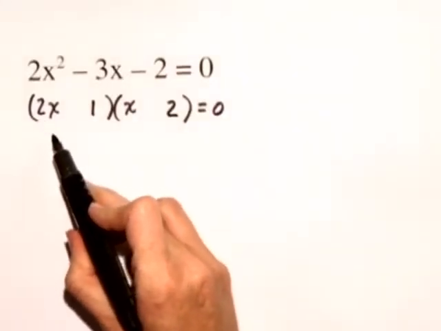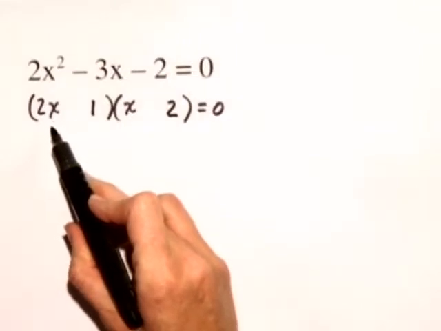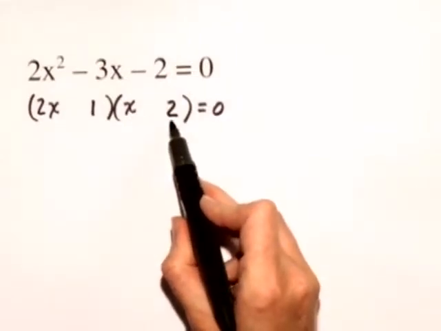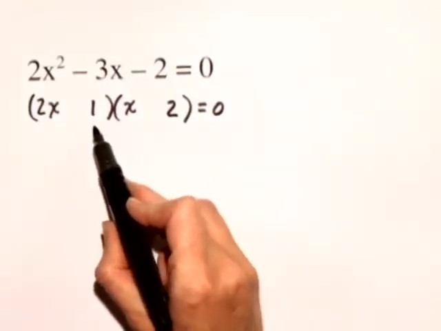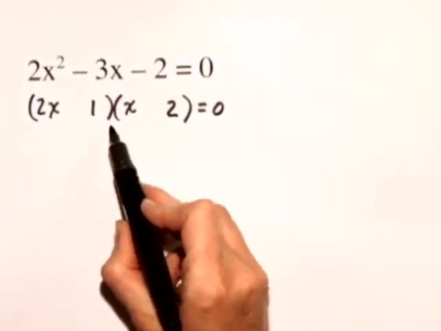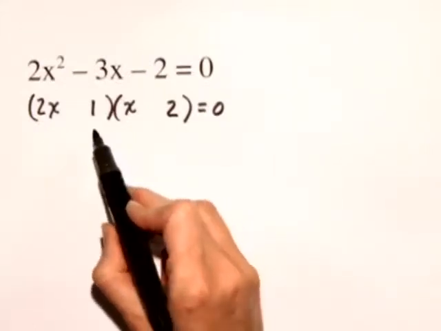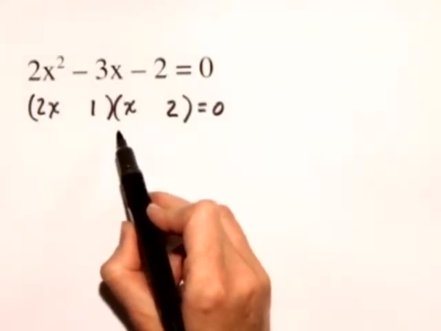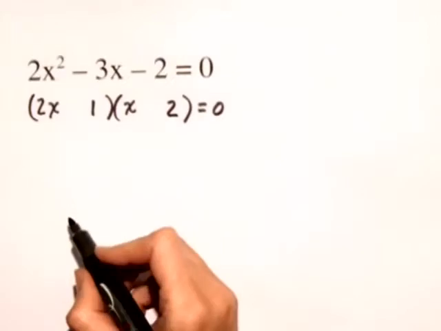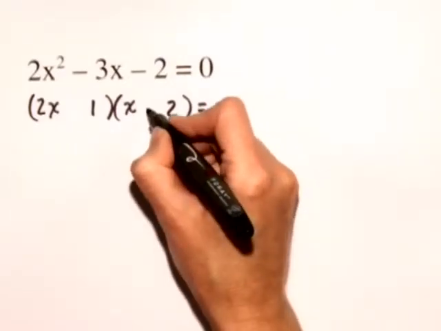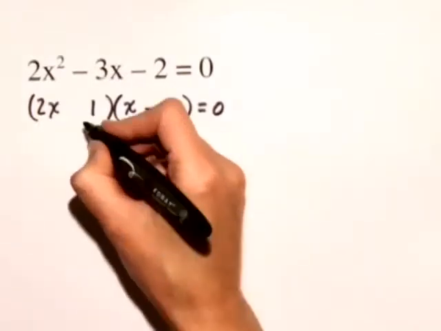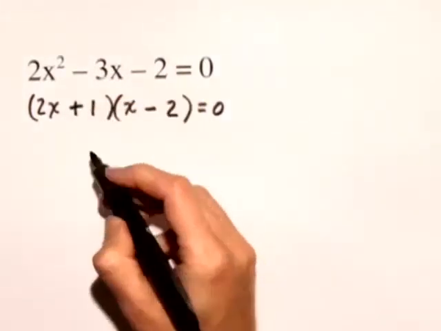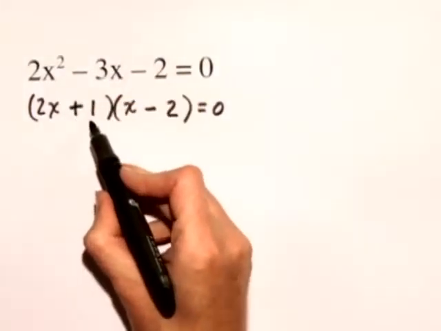If we multiply the two outside terms together, 2x times 2, that gives us 4x. And if we multiply the two inside terms together, 1 times x gives us 1x. If we have 4x and 1x, depending on what the signs are, it is possible to get a negative 3x out of here. Let's make our 4x negative by putting the negative sign in front of the 2, and our 1x positive by putting the positive sign in front of the 1.